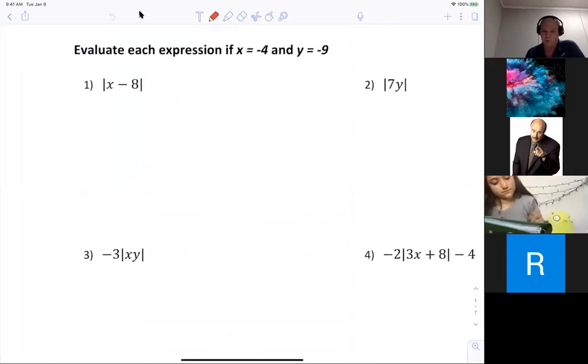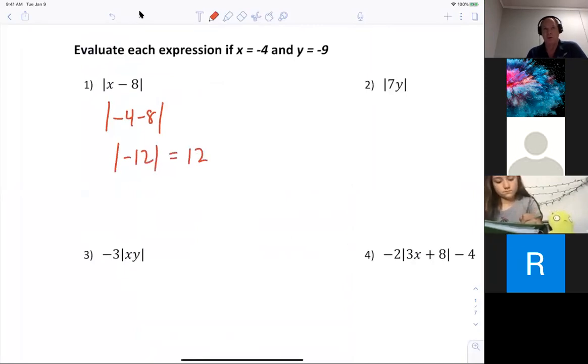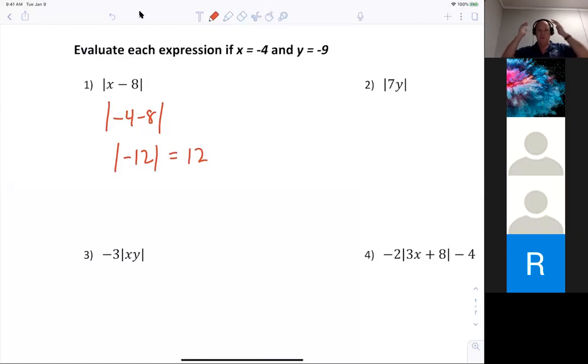All right, number 1, absolute value of x minus 8. So again, this is just mental math for the most part. So it's just -4 minus 8, which is the absolute value of -12. And the absolute value of -12 is 12. Now, just to make sure you guys remember, absolute value is just the distance from 0.